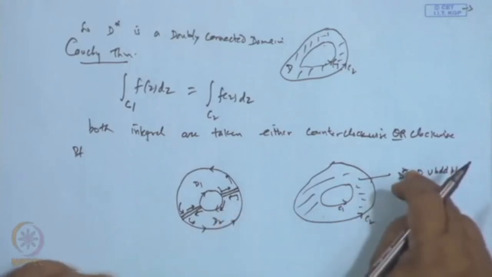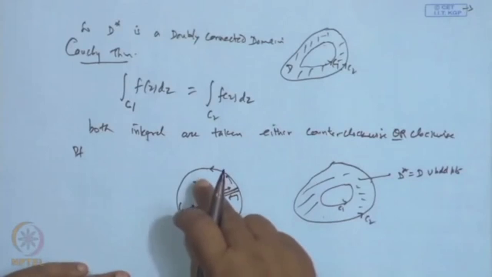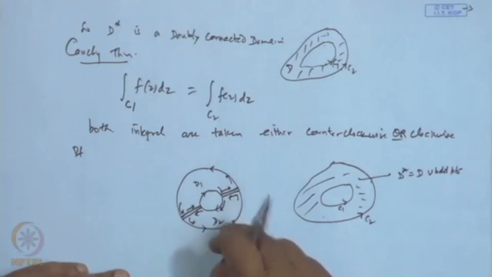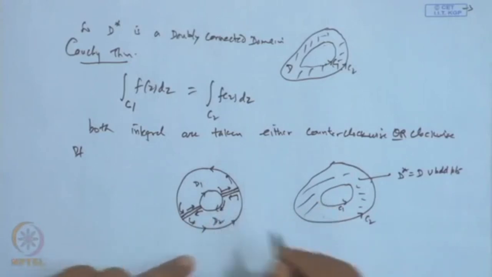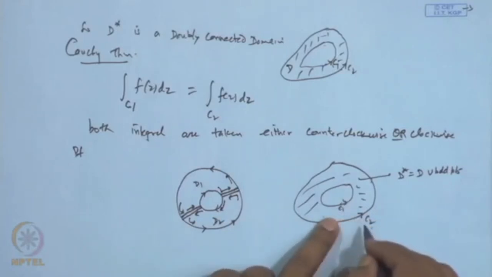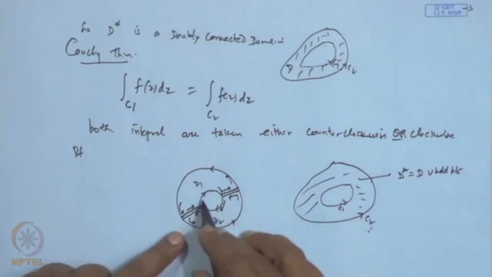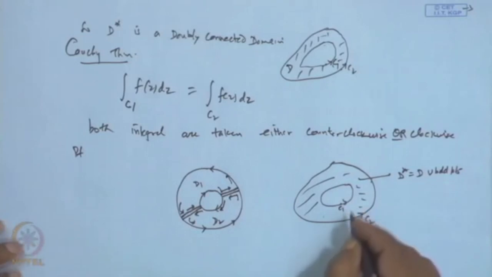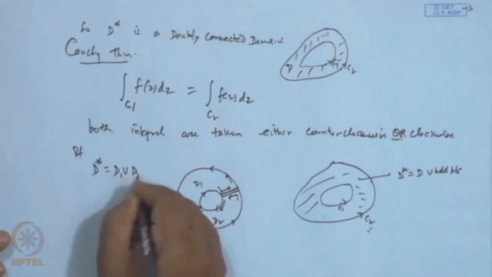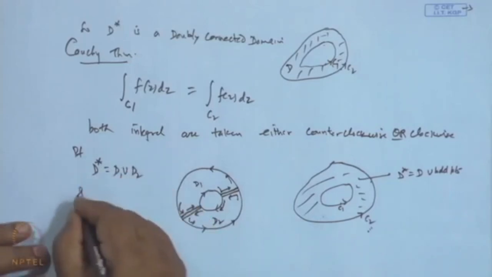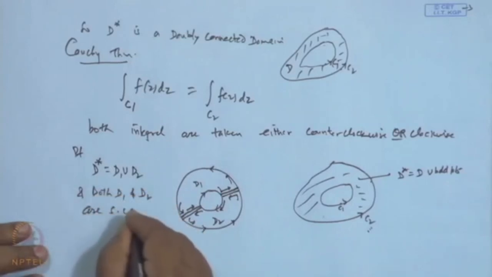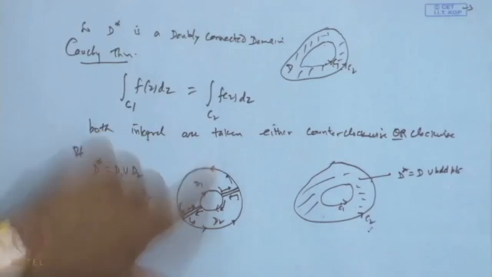It means the D star has now been broken up into the two domains D1 and D2, and both are simply connected domains. Here, when the paths C1 and C2 are the same, the direction is the same, but here the direction reverses. We will take care of that. So, D star is nothing but D1 union D2, and both are simply connected domains, so we can apply the Cauchy theorem to them.